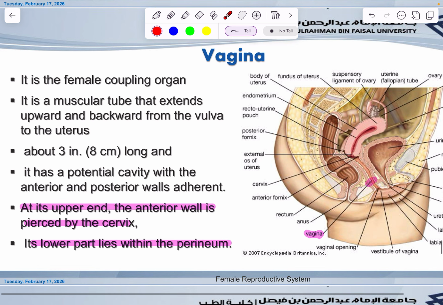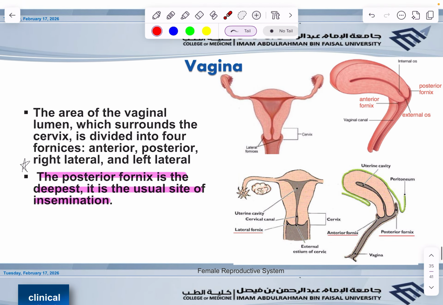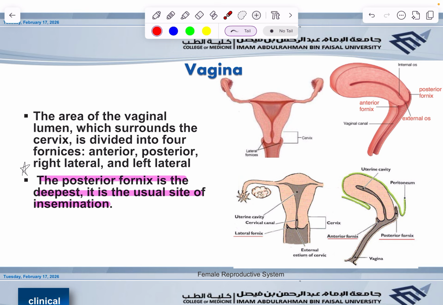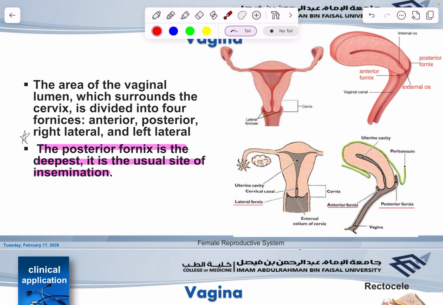Let's move to the vagina. It's going to be the female coupling organ. It's going to be roughly from here, and it's a muscular tube that extends upward and backward from the vulva to the uterus. At its upper end, the anterior wall is pierced by the cervix. As we said, the cervix has a vaginal part, and the lower part is going to lie within the perineum. The most important thing to know, as we mentioned before, is that the posterior fornix is the deepest and it's usually the site of insemination. Maybe these are clearer pictures too.